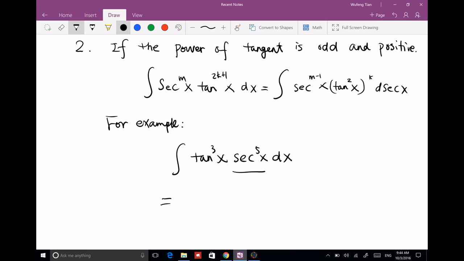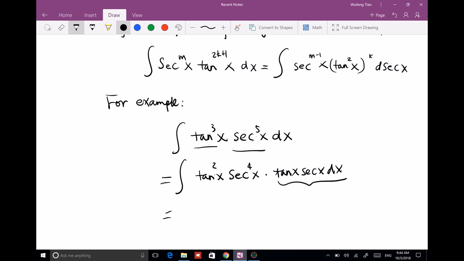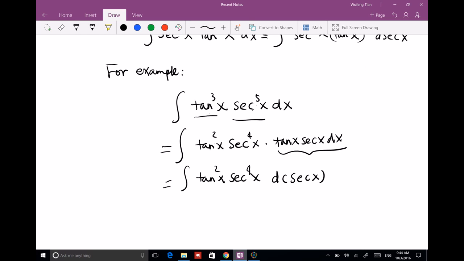So what we do, we can do tangent x squared and secant x to the power 4, and you save the additional tangent x and the other secant x out, dx. This is 5, this is 4, this is cube, this is square, so I have an additional 1 for each here. These three together are d of secant. So tangent x squared, secant x to the power 4, and then d of secant x. Everyone, does it make sense?